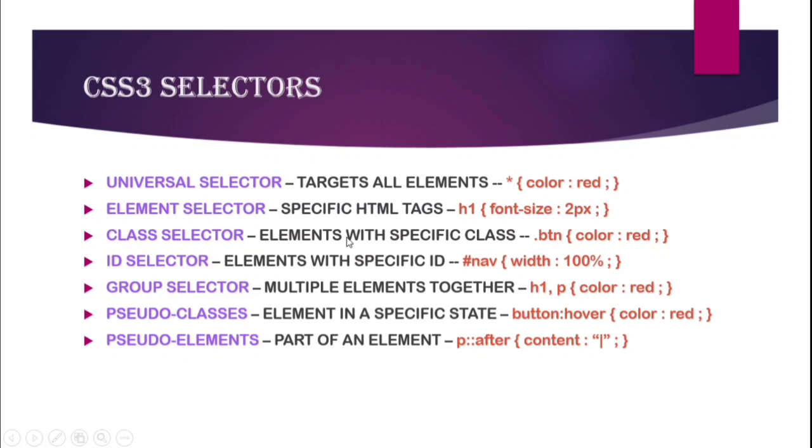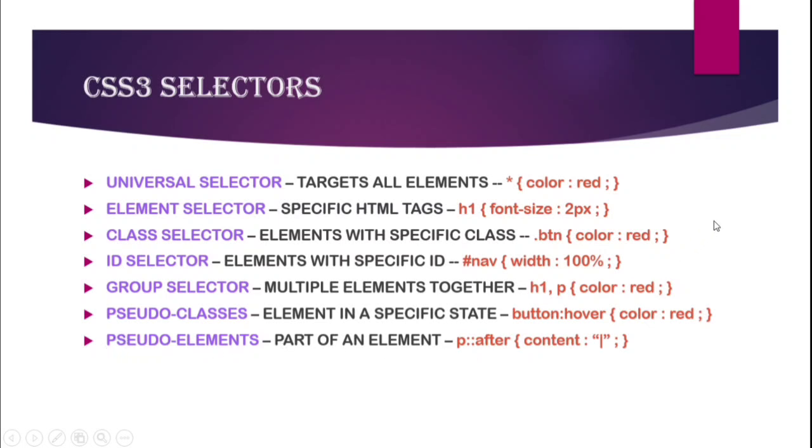Then we have the group selector for the multiple elements that we want to add the same format. Then we have pseudo classes, that is the hover effect, and pseudo elements, that is nothing but the after and before effect. Then we can go to the box model.